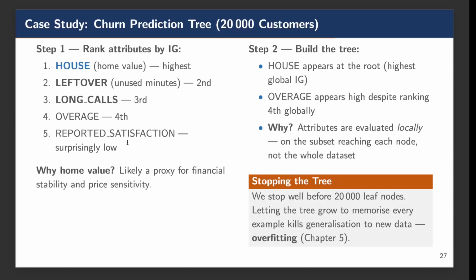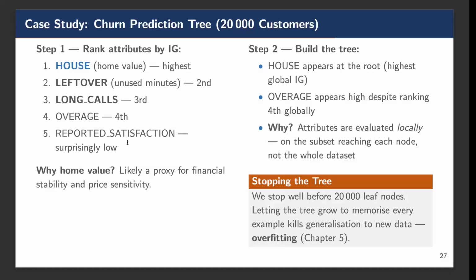So let's look at this example. This is a case study, which is the churn prediction tree involving 20,000 customers. So we rank the attributes and then we find the home value has the highest information gain, which is likely as a proxy for financial stability.